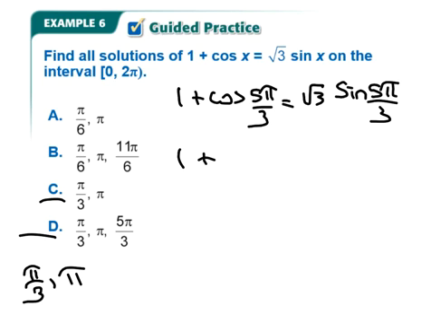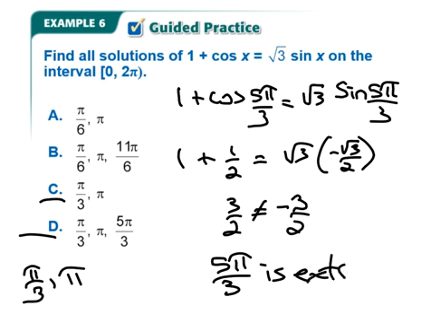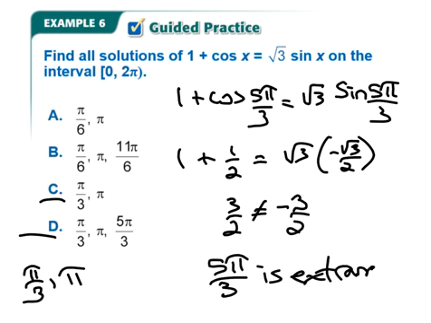Well, I'm looking at cosine of 5 pi over 3, and hopefully you're looking at your unit circle, and I see that the cosine of 5 pi over 3 is 1/2, right? So that's going to equal 3/2. Now, the sine of 5 pi over 3, when I look over there, is negative root 3 over 2. So what this will give us is a negative 3 over 2, which means they're not equal. So 5 pi over 3 is extraneous. And that's why you have to check problems where you square. Extraneous. Okay, all right. So I think our answer is actually C.